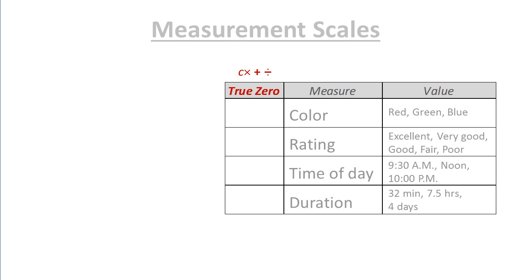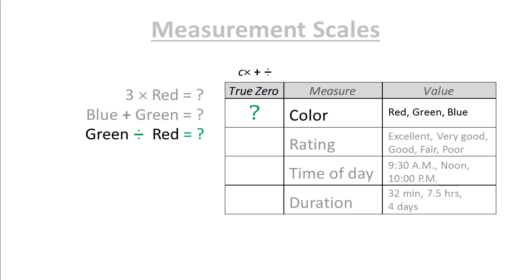Let's try these operations with our 4 measurements. As usual, we begin with color. What is 3 times as much as red? What is blue plus green? And what is the ratio of green and red? These questions make no sense because our color measurement doesn't have a true zero.